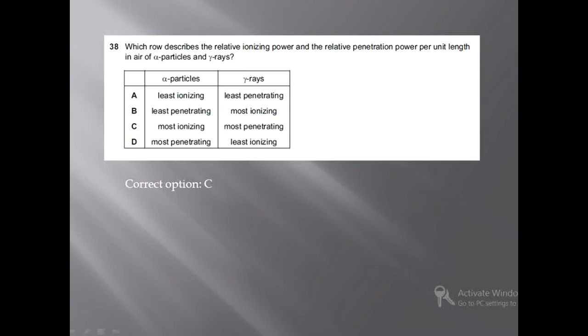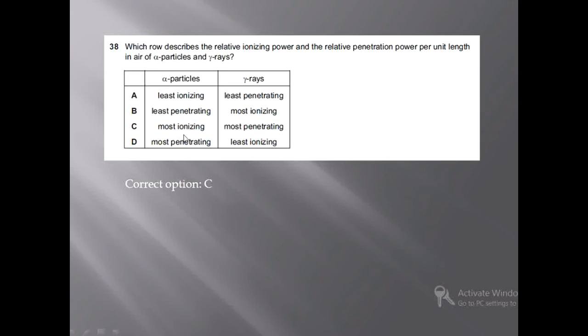According to this, let us analyze these options one by one. Option A, least ionizing. No, alpha particles have the highest ionizing ability, so option A cannot be correct. B, least penetrating. Yes, alpha particles are least penetrating, and gamma rays are least ionizing, and it says most ionizing. No, this option is also going to be incorrect.